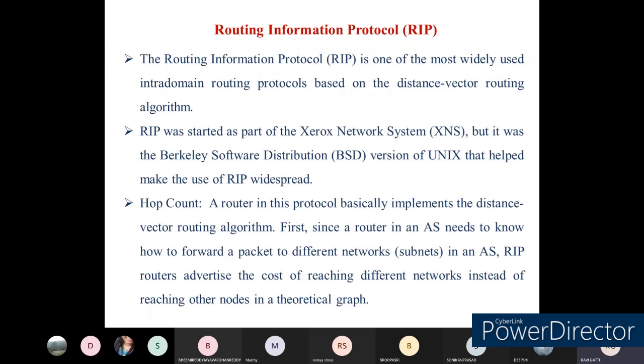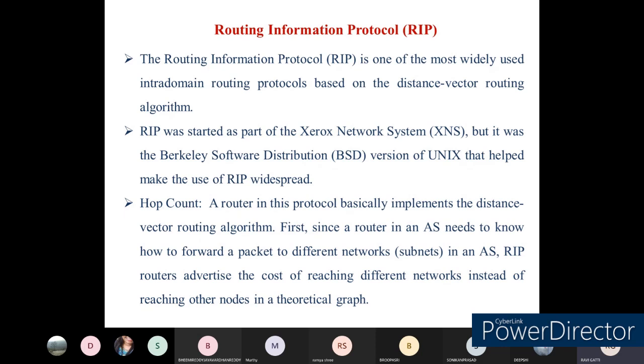And this distance vector routing algorithm was initially called the Xerox Network System. This RIP protocol was initiated with the Xerox network system, and it was developed based upon the Unix platform.